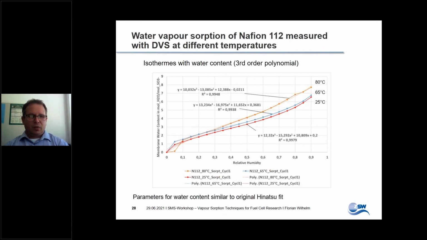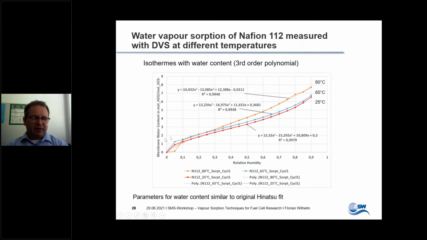Okay, again, we tried to fit this to the analytical functions shown before, so third order polynomial, and as you can see, the fit is really good. We obtain very high R² values, very close to 1 here for all temperature values. And what one has to say is the fit at 65 degrees Celsius is rather similar to the original parameters of Hinatsu and colleagues, whereas at 80 degrees Celsius, it starts to get a little different. Hinatsu also measured at 80 degrees Celsius, but with much older material, so older generation of material.